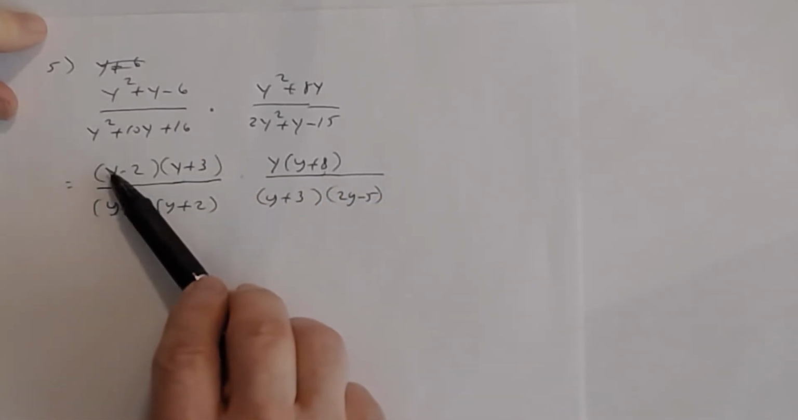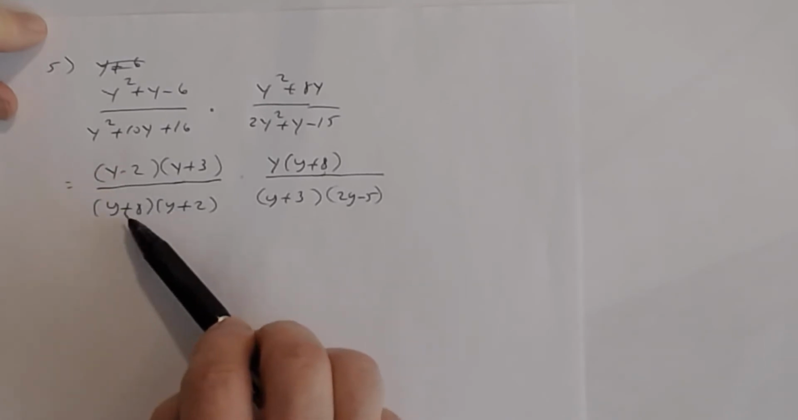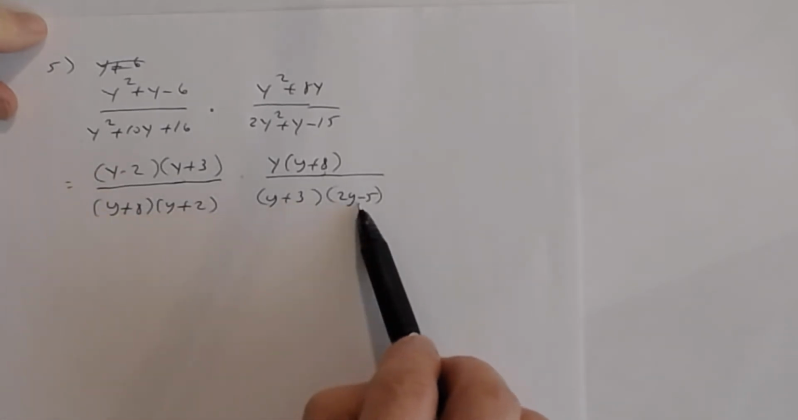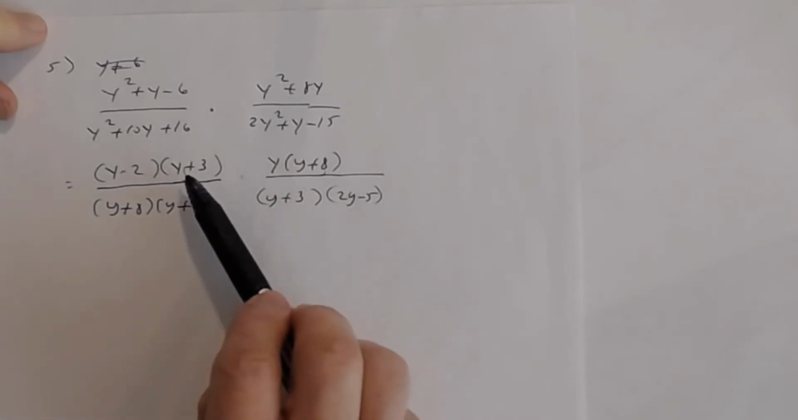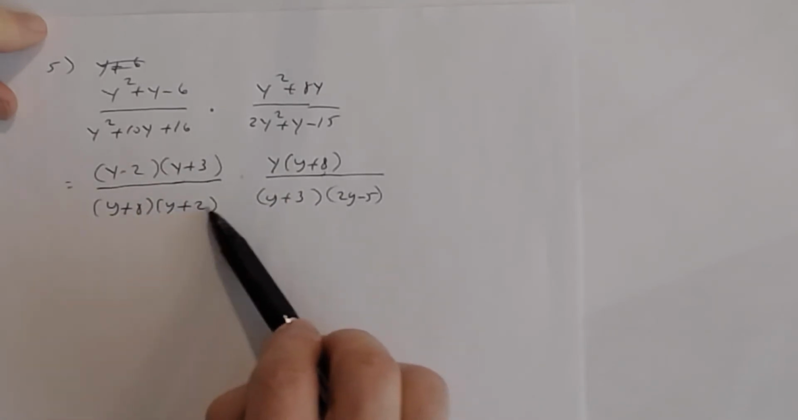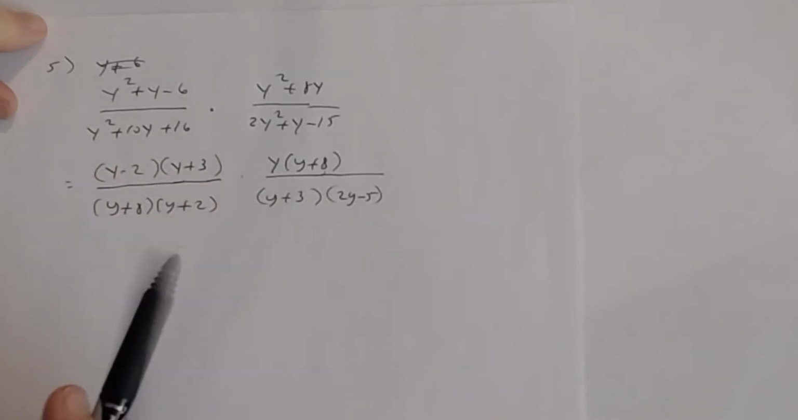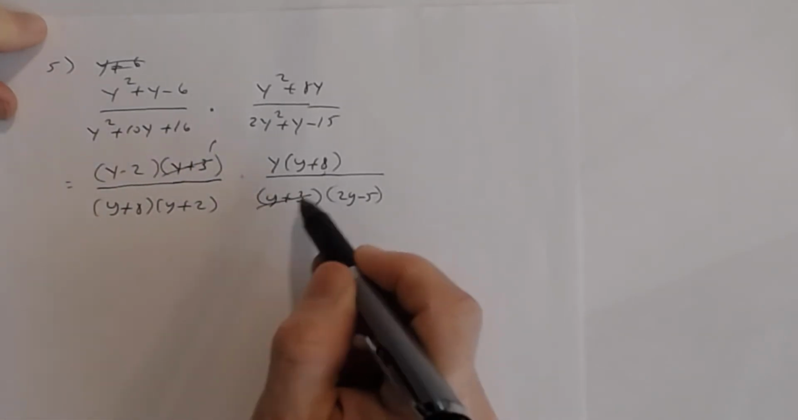So now let's reduce. I have a y minus 2 here. Do I have a y minus 2 anywhere down here? The answer is no. The next one is y plus 3. Is there a y plus 3 in the denominator? Yes, right here. So I can reduce that. So show it. You must show this.